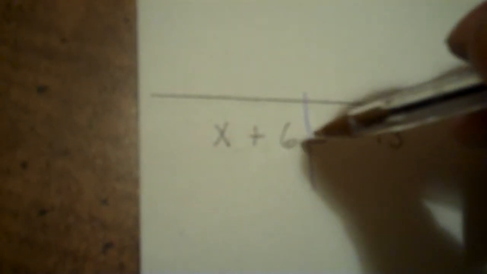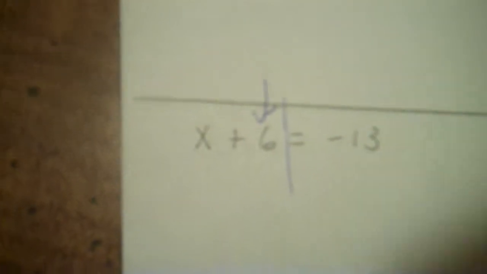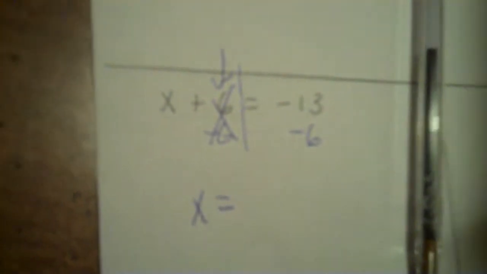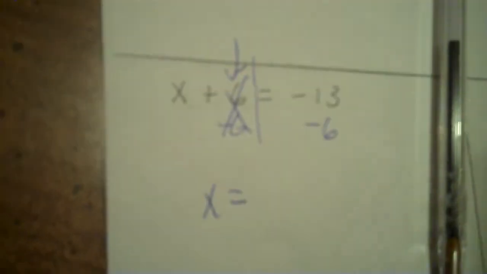Alright, what operations do you have? You got a plus 6. You don't have to circle anything because you don't have times, you don't have divides. So you got to get the 6 to a 0. So you minus 6, minus 6. Negative 13 minus 6 is going to be negative 19.